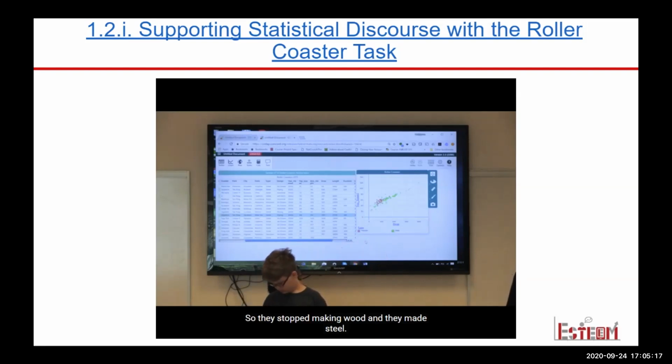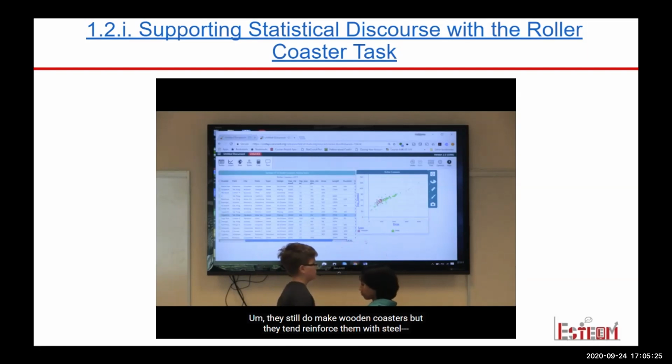Okay, so a lot of our newer ones might be made of steel. All right, over time, they do still make wooden coasters, but they tend to reinforce them with steel. So there's steel in them. All right, what can we tell from this graph about wooden and steel coasters?